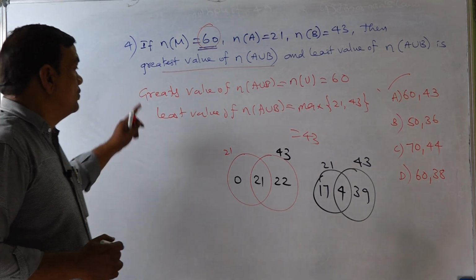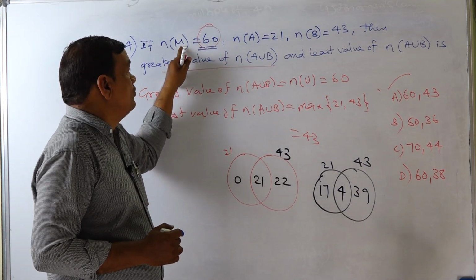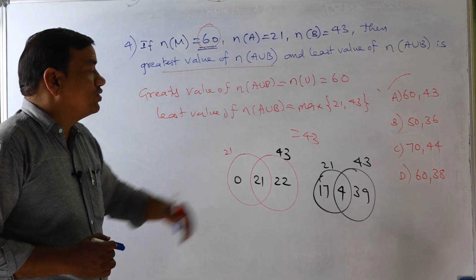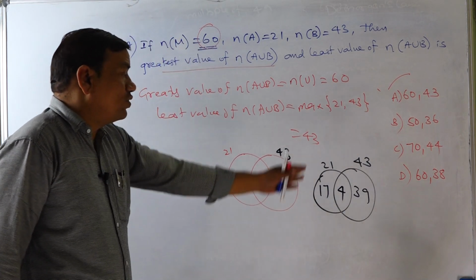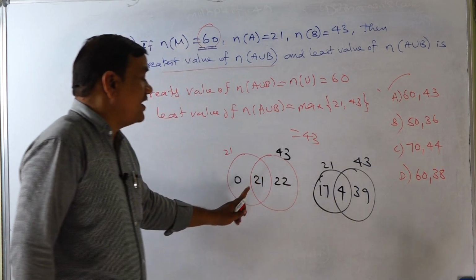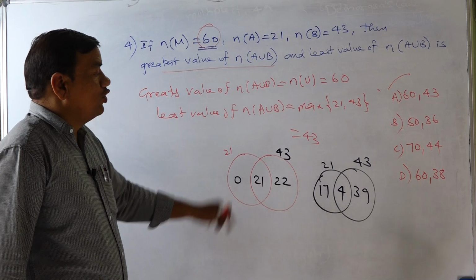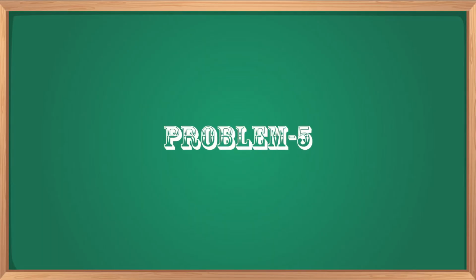Understand this? So this is the concept. So be careful, while n of A union B is equal to 60, that is also 60. 17 plus 4 is equal to 21, 21 plus 39 is 60. So this is the greatest value and this is the least value. Okay, I hope that you understand this solution. So let us go for the next problem.